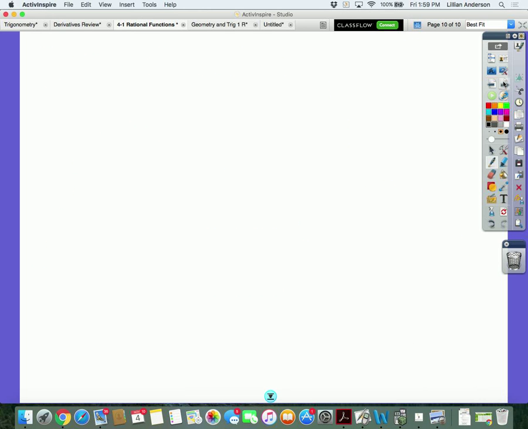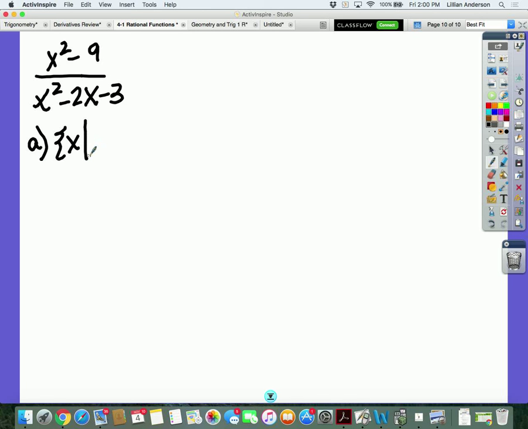Okay. We're going to look at number 10. So, you have x squared minus 9 over x squared minus 2x minus 3. Okay. So, you want to go ahead and find your domain. A is your domain. Your domain is all real numbers except where the denominator equals 0. So you have to set your denominator equal to 0 and solve this out. Okay? Can you factor this? Yes, you can.